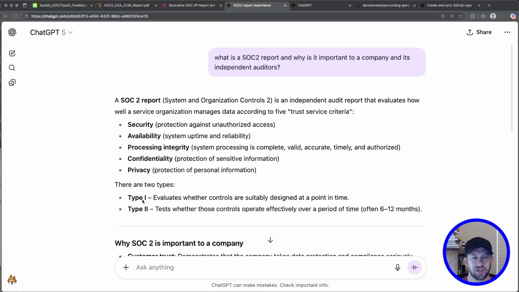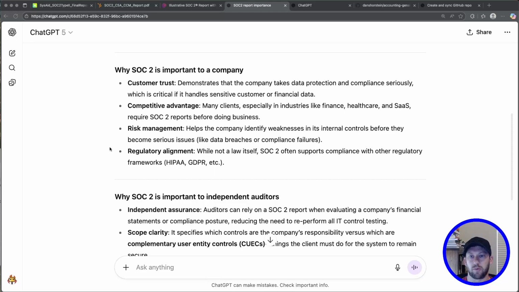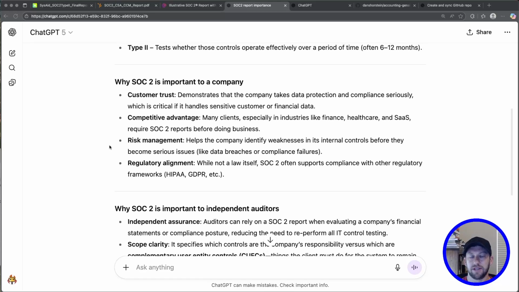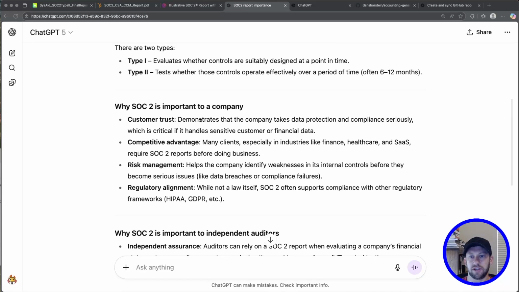So type 1 is good as a starting point, but most auditors and most organizations are going to want to see a type 2 report, which is more comprehensive and again tells you that not only were those controls designed correctly, but they're effective and they're working. So a little bit on why it's important to a company. So this gives trust in the third party that they're using, demonstrates that they take data protection and compliance seriously, which is really important if you're handling sensitive data, financial data.